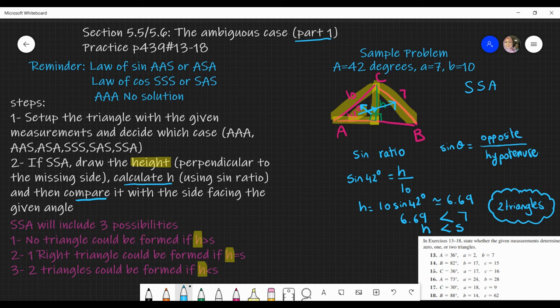Now it's your turn to practice on page 439, 13 through 18. You're just going to make a decision and decide whether the given measurements give you 0 triangles, which means no triangle, 1 triangle, or 2 triangles.